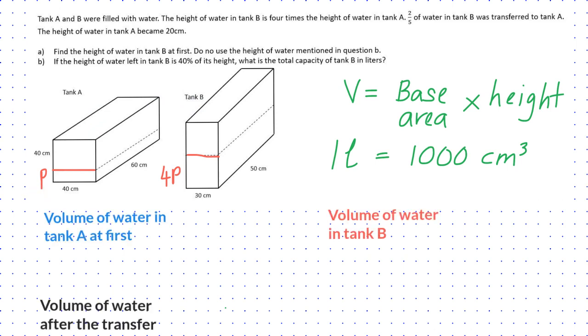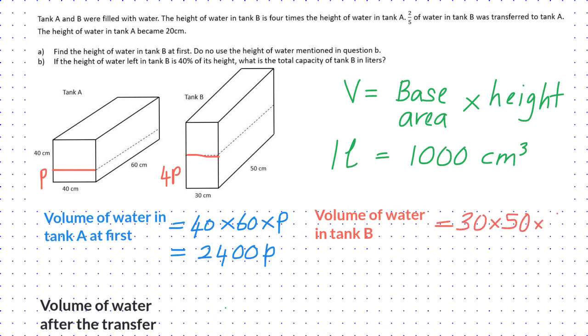Okay, so let us find the volume of water in tank A at first, where the base area is 40 into 60 and the height is P. The volume of water in tank A is 2400 P. So moving on to tank B, the base area is 30 into 50 and the height in this instance is 4P, which is 6000 P.